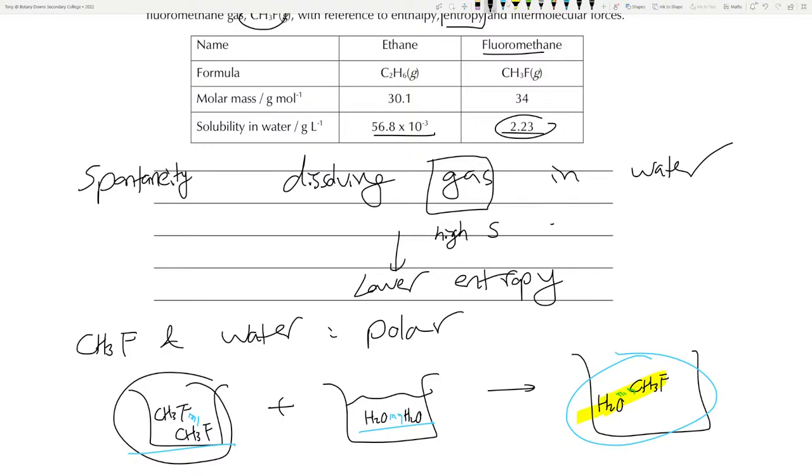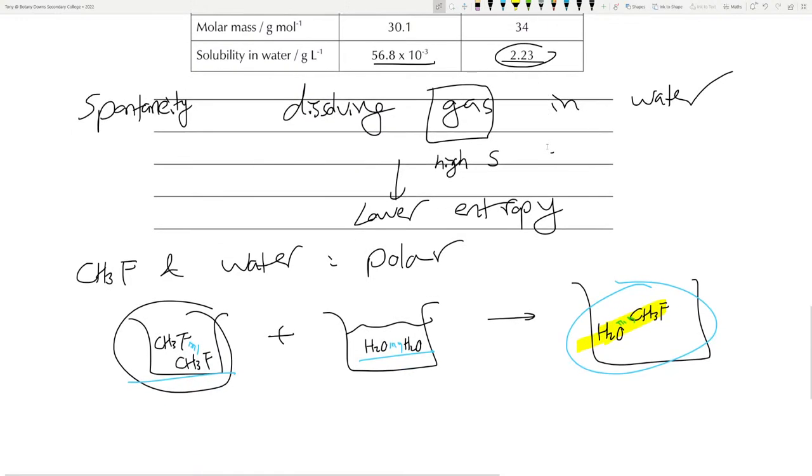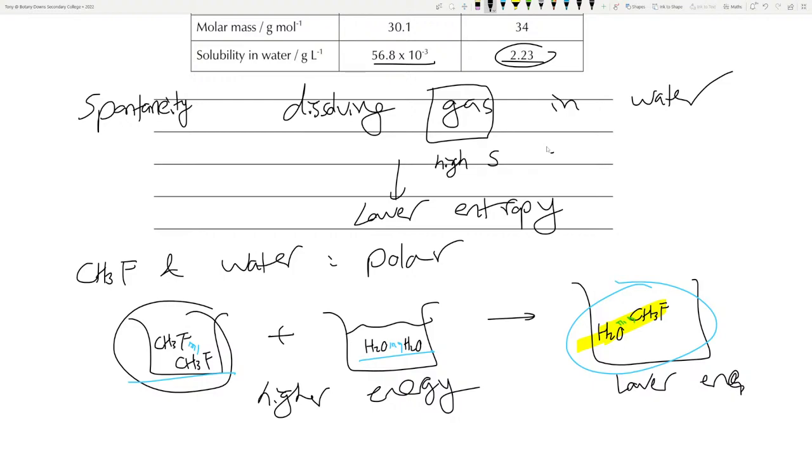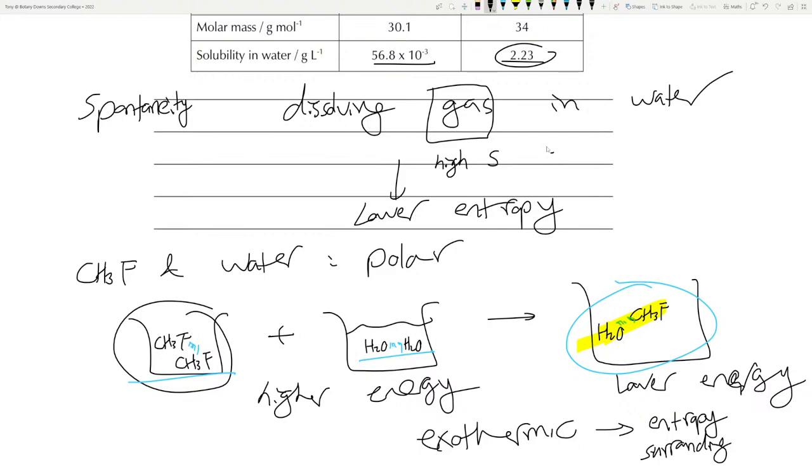So therefore, if you think about it, why do chemicals react? They react because they want to go from higher energy to lower energy. So you would have released energy. So this process is exothermic, and that means the entropy of the surroundings increases. So that makes it more spontaneous.